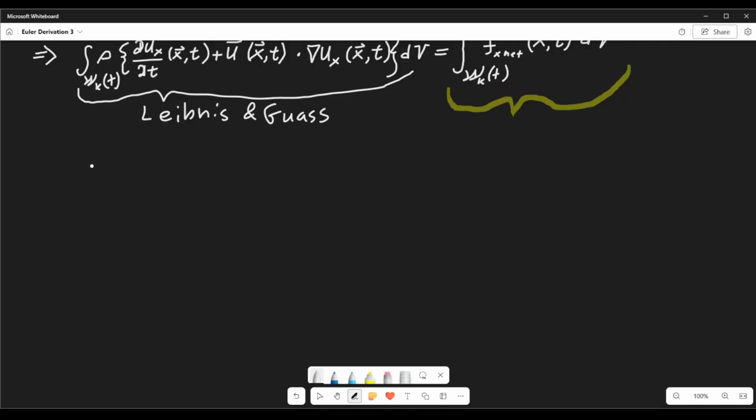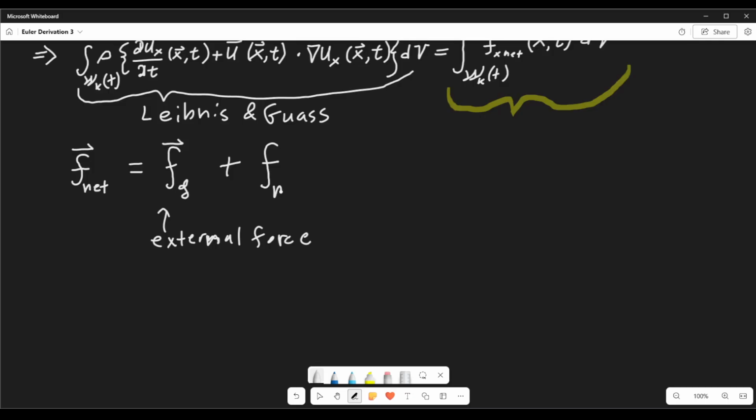And for Euler, it's a little bit simplified because it doesn't have all of the forces that Navier-Stokes has. So the net force for Euler basically equals an external force, which you call G, since it could be gravity, and in addition, there's the force of the pressure. So this is due to the pressure in the fluid.